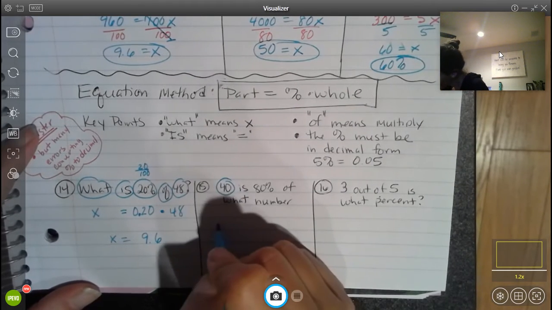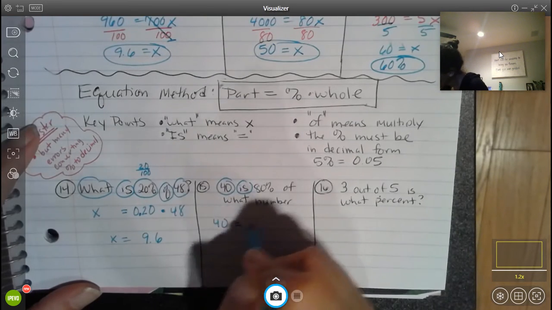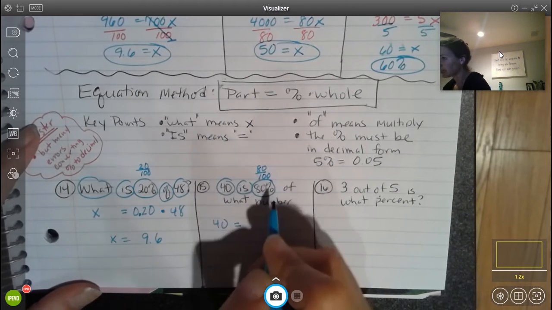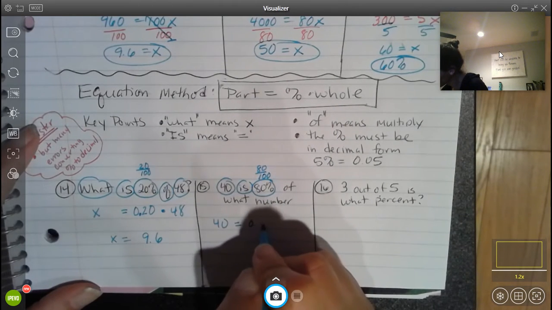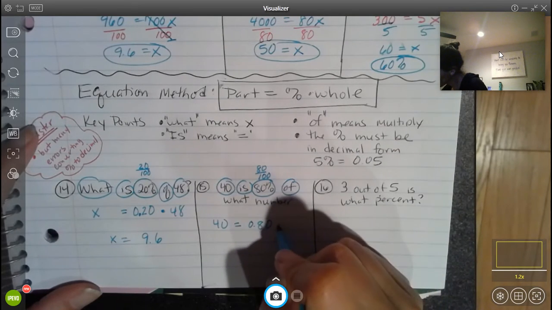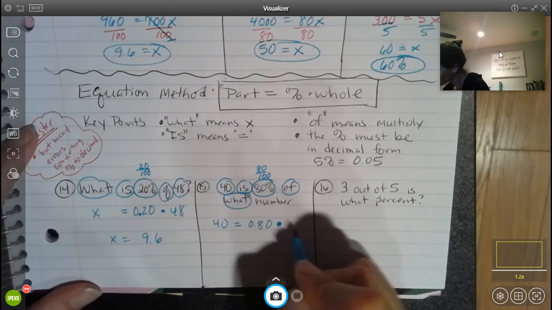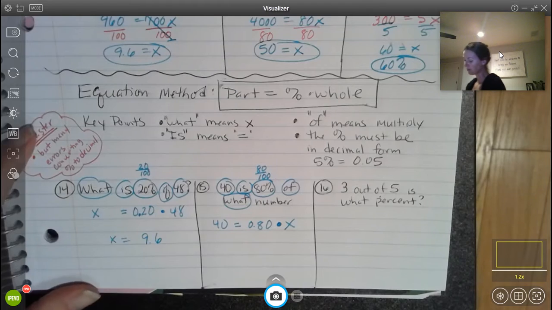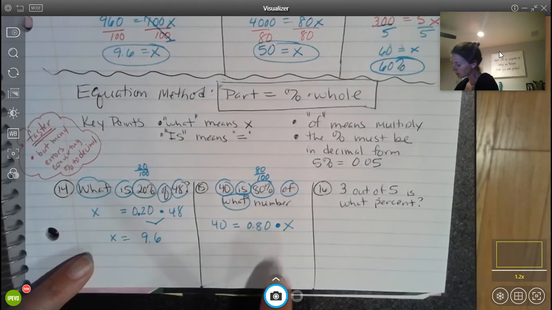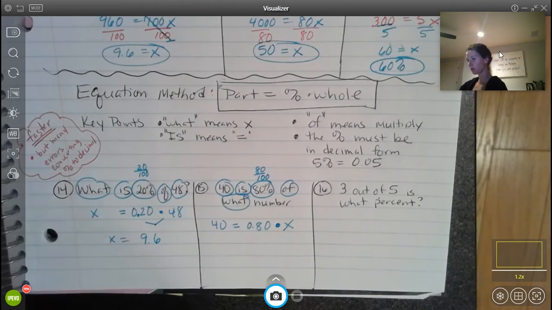40 is means equals 80 per 100. 80 per 100 means 80 hundredths. Of means multiply. What number means X. Okay, here, when these two numbers are next to us, we multiply. But here, we have our answer and we're working backwards to figure out what was this number that went here.